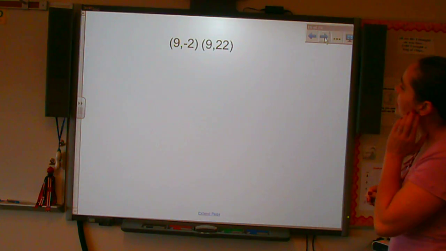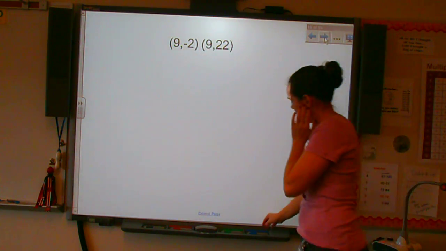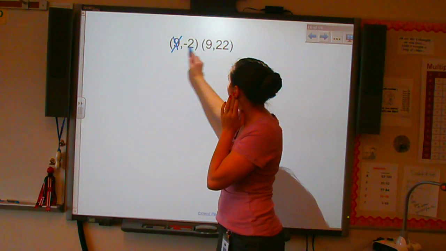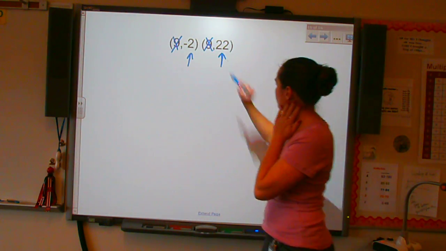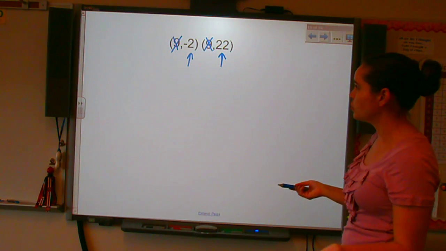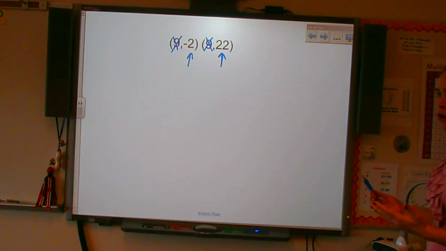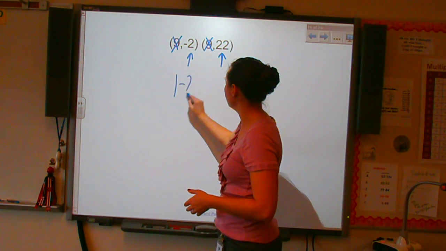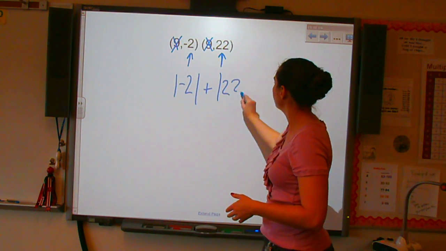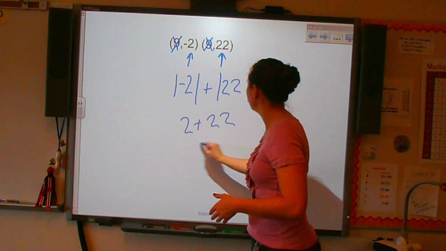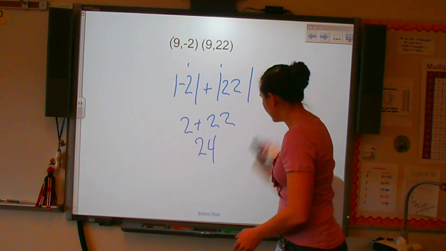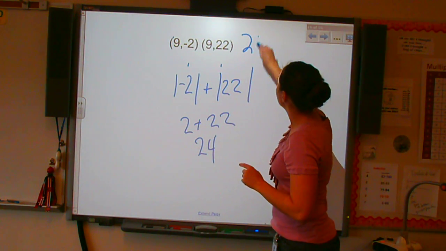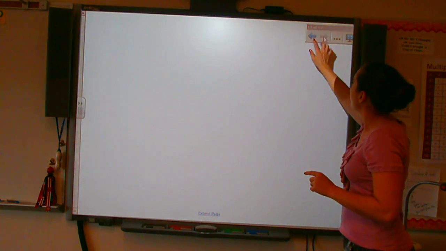Okay? 9, -2, 9, 22. Okay? So again, our x values are the same. They're both 9, so we don't want to concern ourselves with that. We want to look at this -2 versus this 22. The -2 is negative, the 22 is positive, which means this line will cross over the 0 axis, which means we use the absolute value. So we say, well, what is the absolute value of 2 plus the absolute value of 22? 2 plus 22 is 24. So the distance between these 2 points is 24. All right, and that was the last one.